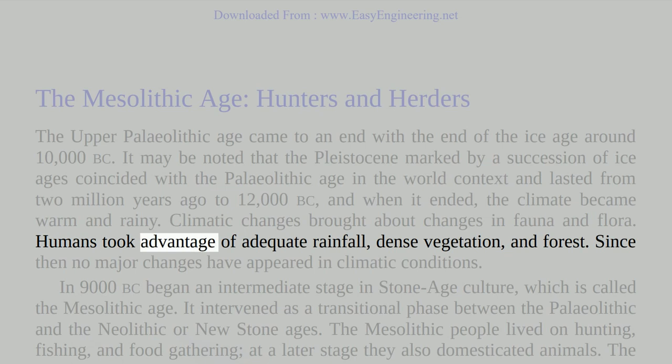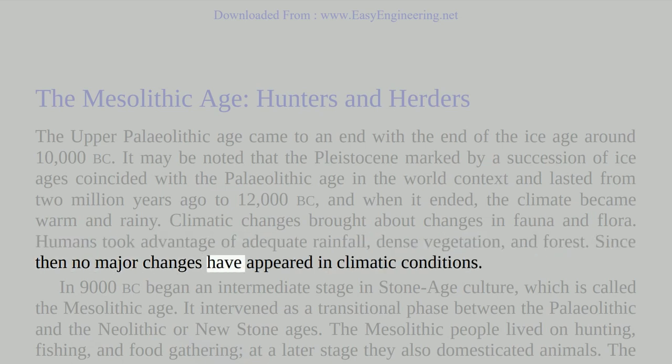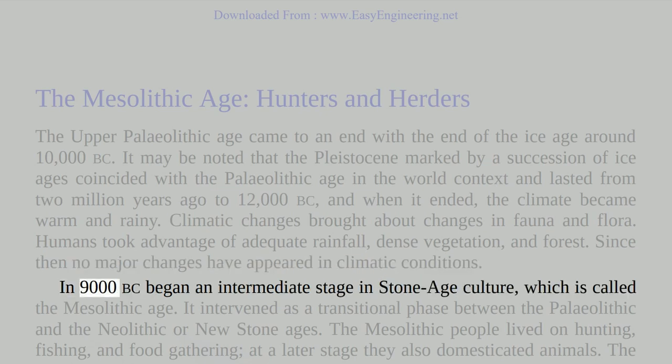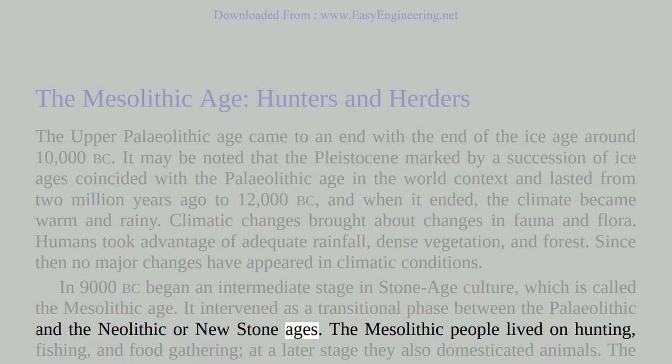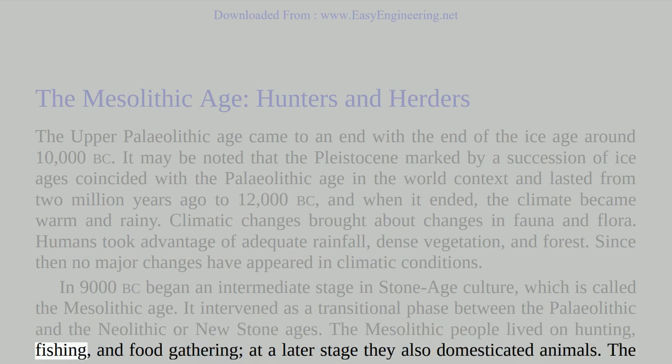Humans took advantage of adequate rainfall, dense vegetation, and forest. Since then no major changes have appeared in climatic conditions. In 9000 BC began an intermediate stage in Stone Age culture, which is called the Mesolithic Age. It intervened as a transitional phase between the Paleolithic and the Neolithic or New Stone Ages. The Mesolithic people lived on hunting, fishing, and food gathering. At a later stage they also domesticated animals.